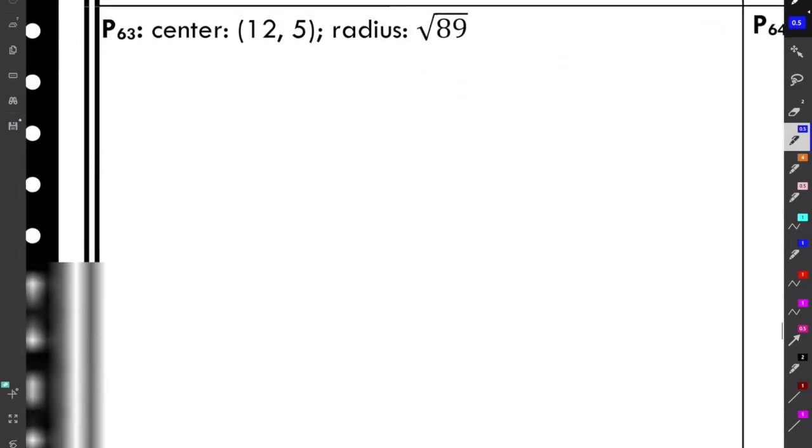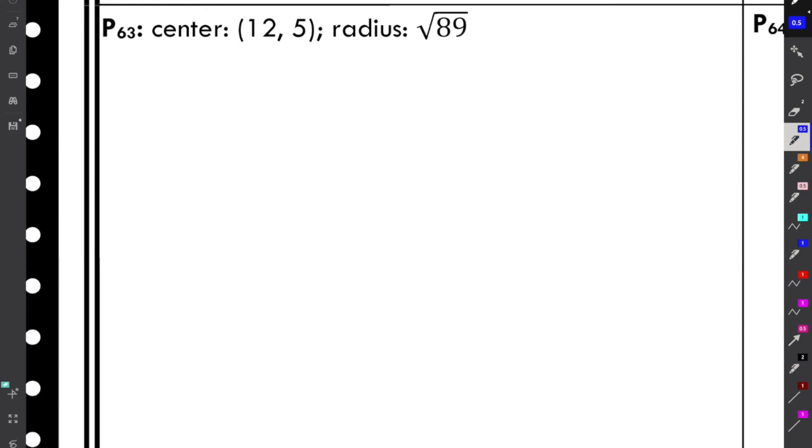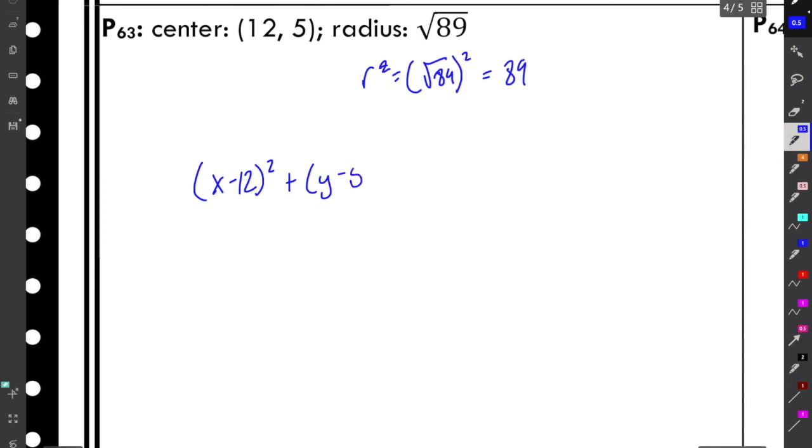Number 63, we're given the radius and center, so square the radius. Remember that when you have a square root that is squared, it's just whatever's on the inside of the square root. Okay, so I'm good now. r squared is 89, so my equation is x minus 12 squared plus y minus 5 squared is equal to 89.